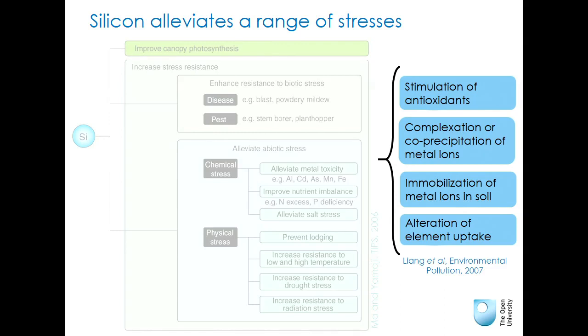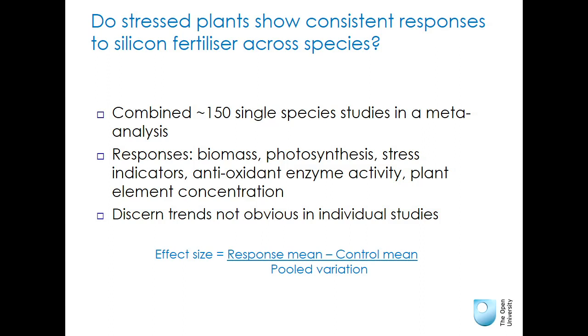But I was interested in whether we could pin this down a little bit more and do a more quantitative analysis. There are now hundreds of studies where people have applied different stresses to plants and then applied silicon and measured the responses. I was able to compile over 150 of these studies, where typically you have a control plant and a stress plant, each with and without silicon. These are replicated and report responses and some measure of variance. The responses typically include biomass, photosynthesis, stress indicators, antioxidant enzymes, and plant element concentrations. So combining these in a robust meta-analysis lets us quantify whether these responses are consistent across species.